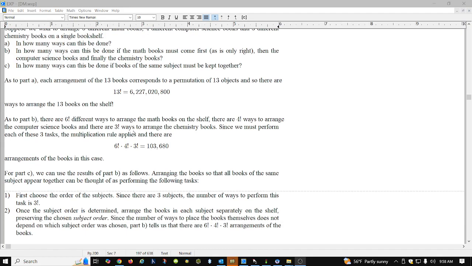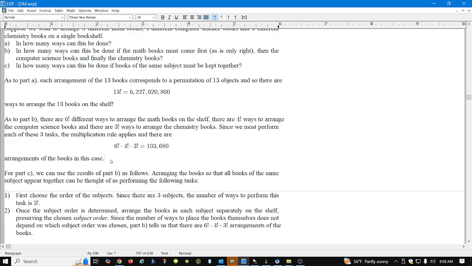Okay, part C. In how many ways can this be done if books of the same subject must be kept together? We always look initially for the task arrangement because then we can use the multiplication rule. So think of it this way. The first task is to choose the order of the three subjects, math, computer science, and chemistry.